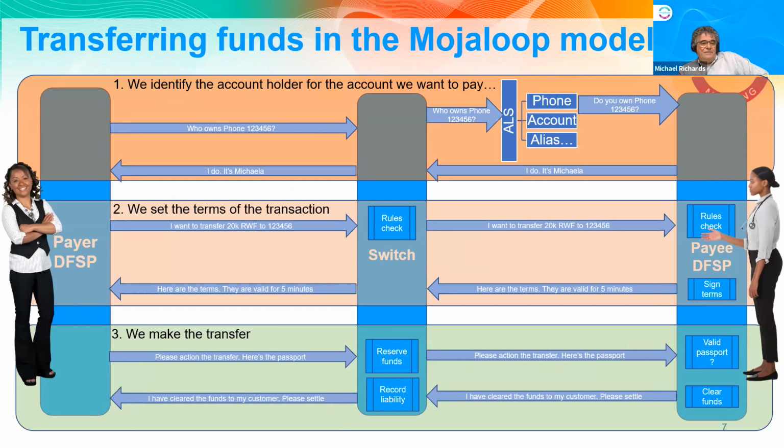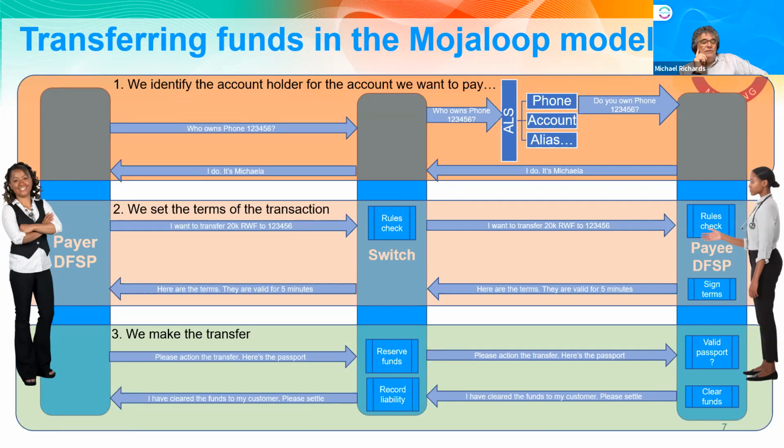In the second phase, we set the terms of the transaction, and the payer DFSP will say, I want to transfer this amount of money. The second important point to remember is that in our model, it's the payee DFSP who says what the eventual terms of the transfer will be.